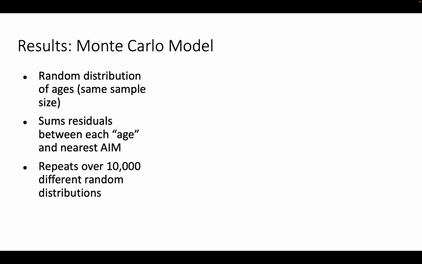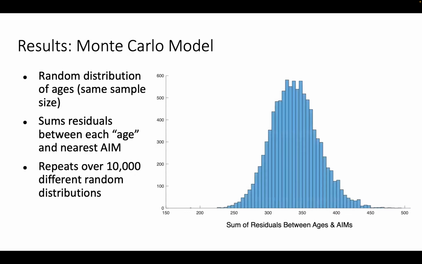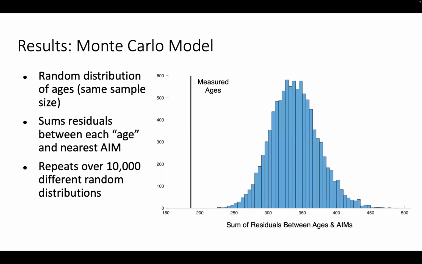We then repeated that for 10,000 different randomly generated data sets, and that's what's shown in this histogram here. This black bar shows the sum of the residuals for our actual data set, which you can see falls well outside of the 95% confidence interval. So that establishes that the ages that we measured are not randomly distributed, and there is statistical significance to their apparent correlation with AIMS. A random distribution can't recreate the same level of correlation as our data set.